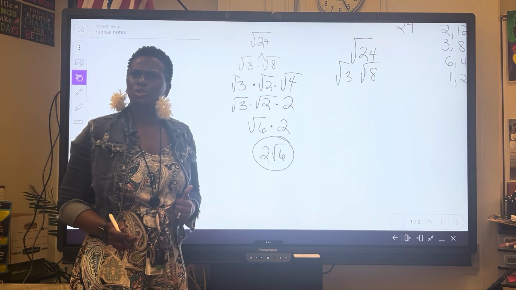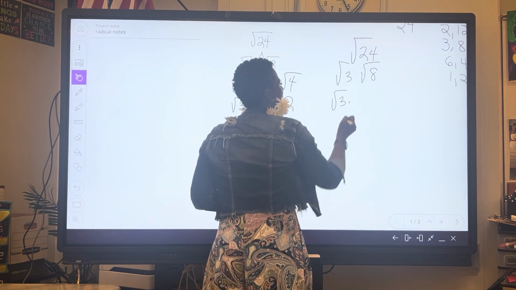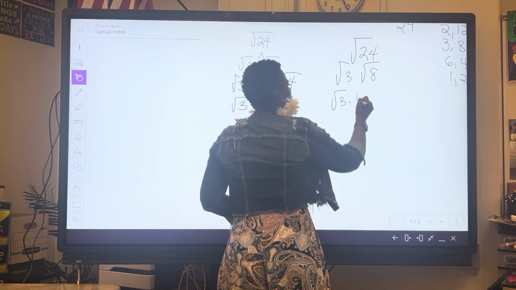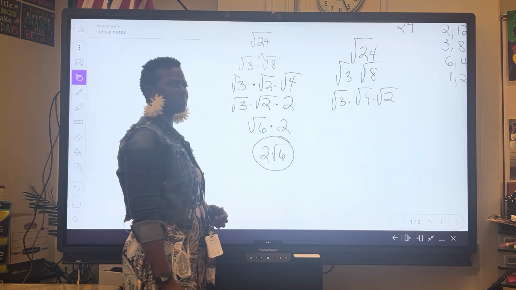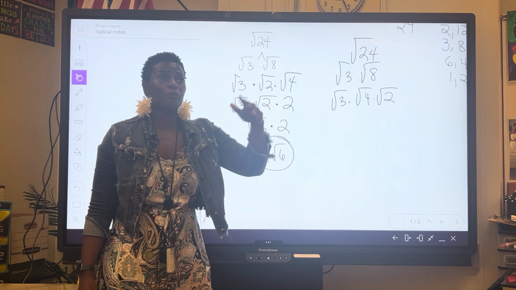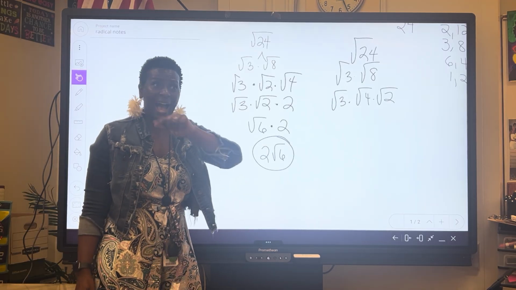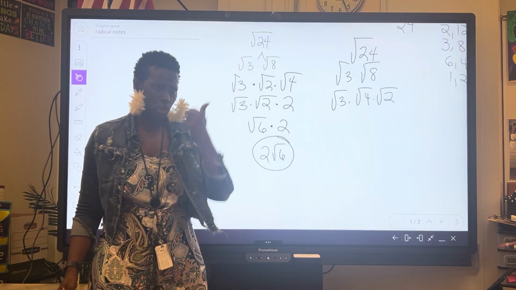Okay, I know I can't do anything with radical 3. It's a prime number, so I'm just going to bring it down. Radical 3 times. But I know 8 is going to be 4 and 2, right? So I'm going to do radical 4 times radical 2. It doesn't matter which order you write them in. It's the same thing, right? Now I'm here, and it doesn't hit me that square root of 4 is a perfect square. Okay, but I'm going to keep going because I know I can break this 4 down. What can I break this 4 down to? 2 and 2. So I'm going to do that.